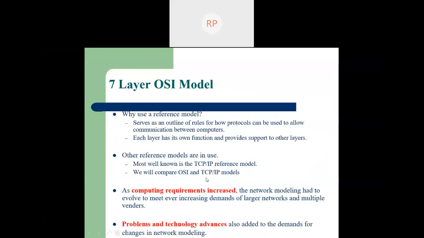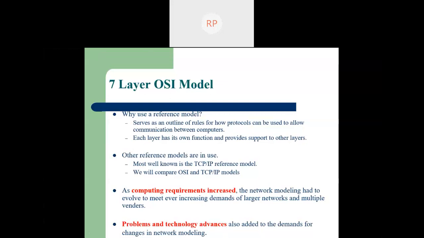Next, the other well-known OSI reference model is TCP/IP. Then we'll compare TCP with the OSI, at the end of that discussion. Then computing requirements increased, so the network modeling had to evolve to meet our increasing demands of large networks and multiple vendors. So that's why you have to prefer that model. Next, problems and technology advances also added to the demand for changes in the networking model. That's why the OSI model comes into the picture.